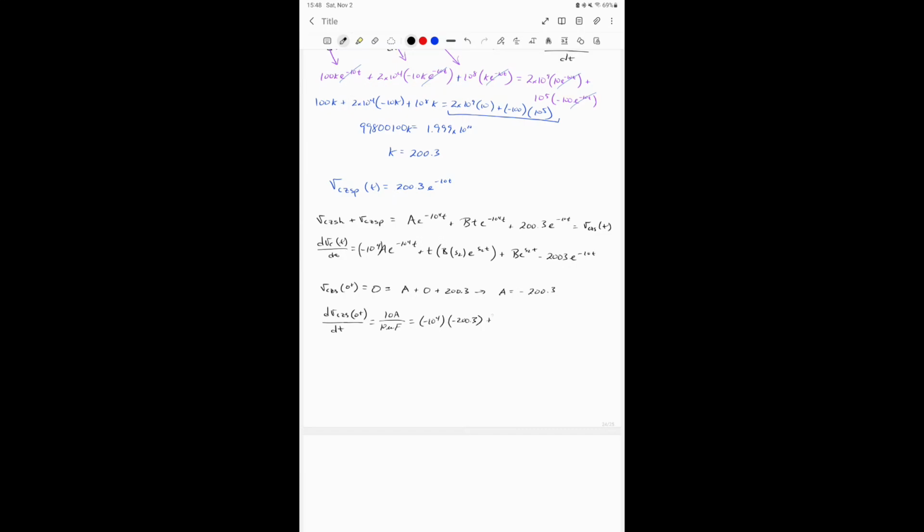plus, this is still going to be going to 0. This function is not going to be going to 0 though, so this is going to be b, and then minus 2003. Okay, awesome. So now let's do this math.